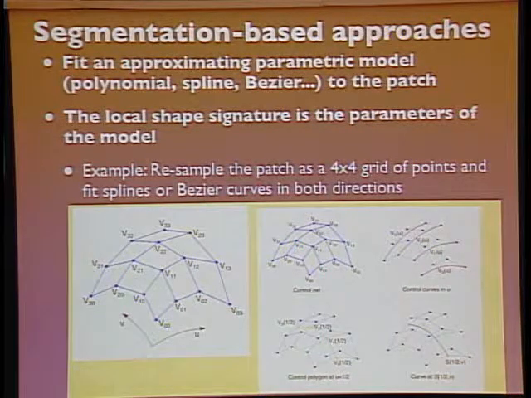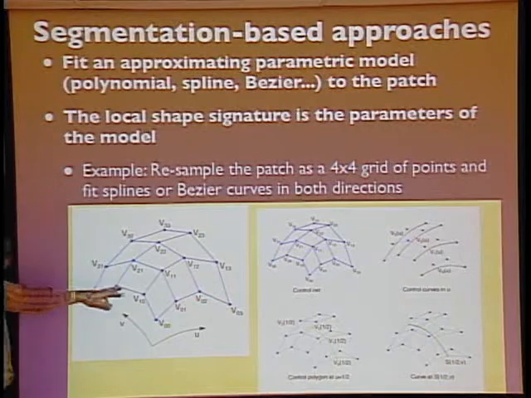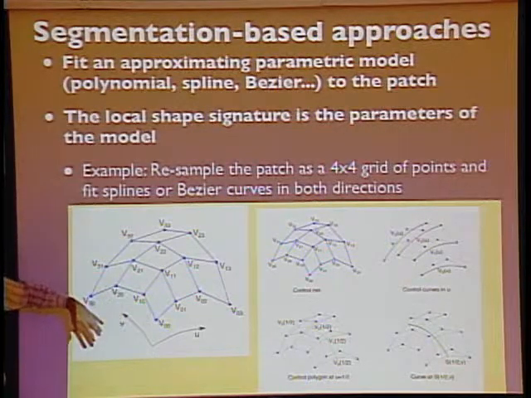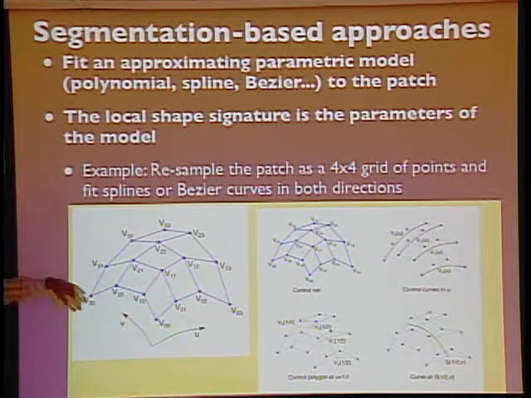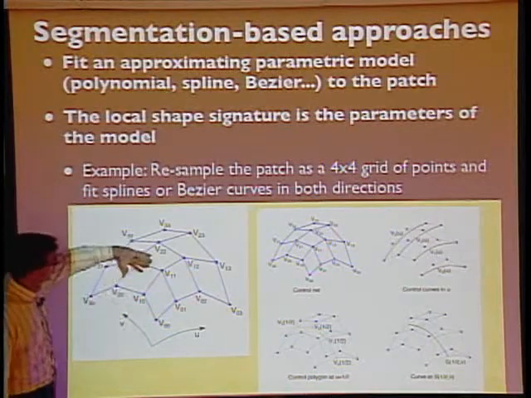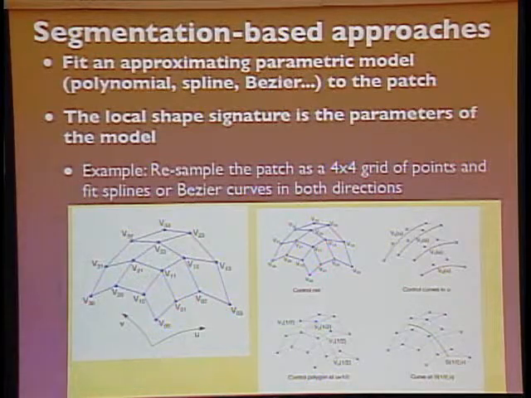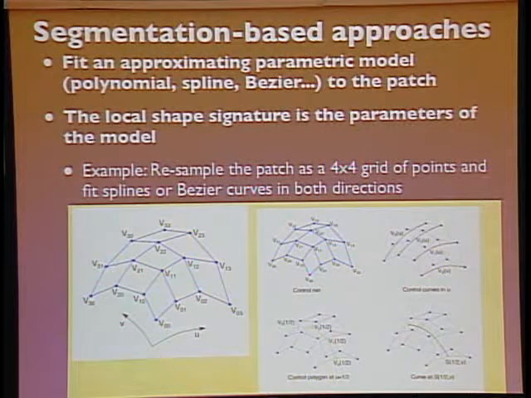Well, similar thing here, where the control points are actually going to be on the surface, and the parameters of your spline equation or of your Bezier curve equation are going to tell you what happens to the surface in between those control points. And the parameters of those spline equations are going to be your shape signature. So this is basically, if you were in statistics, very classical curve fitting, except in 3 dimensions.